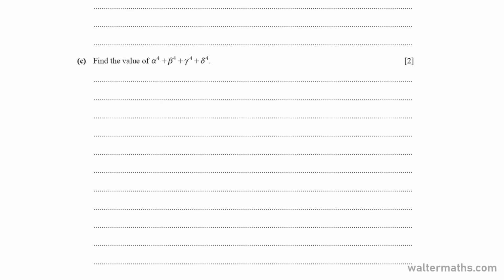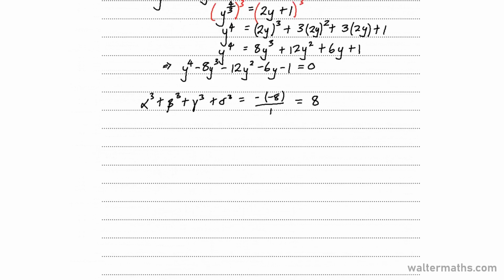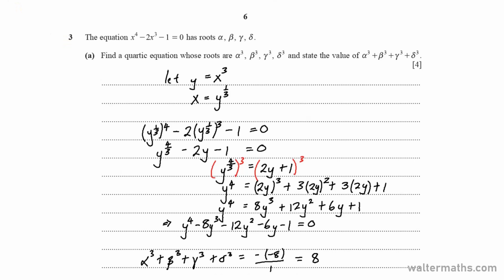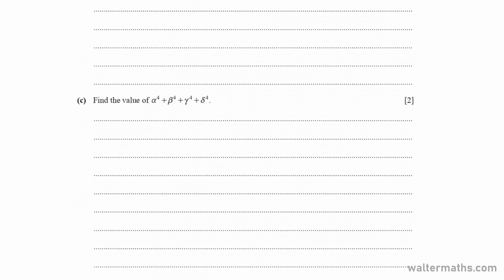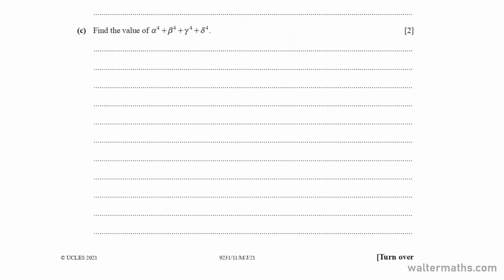So on part C, they say, find the value of alpha to the power 4 plus beta to the power 4 plus gamma to the power 4 plus delta to the power of 4. Now for this equation, we are going to use the first equation in terms of x. So we are going to take this equation here, and that's the one we're going to use for part C. So I'll just put it here.